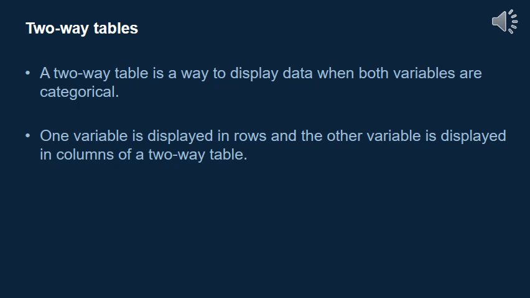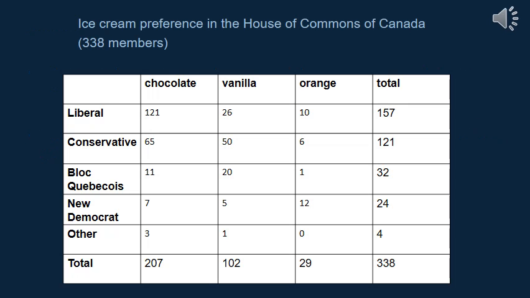A two-way table is a good way to display data when you want to illustrate the correlation between two categorical variables. So one variable is shown in the rows and the other one is shown in the columns of the two-way table. Every two-way table can be turned into a clustered bar graph as well. This two-way table is an example.